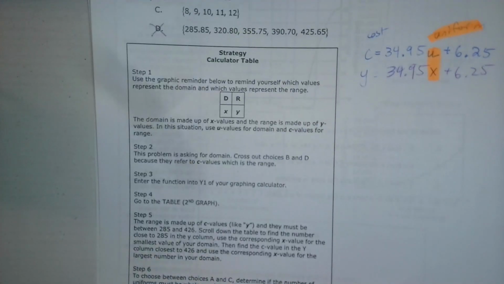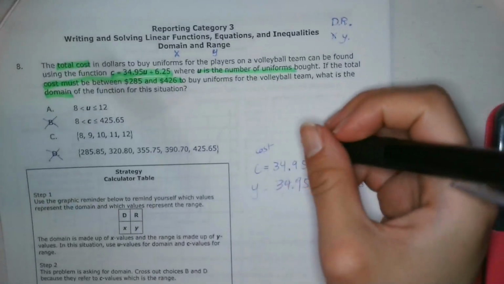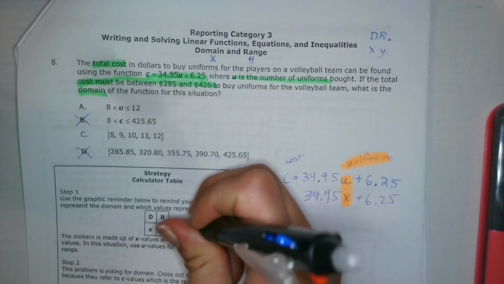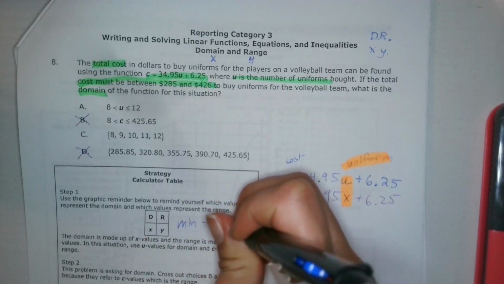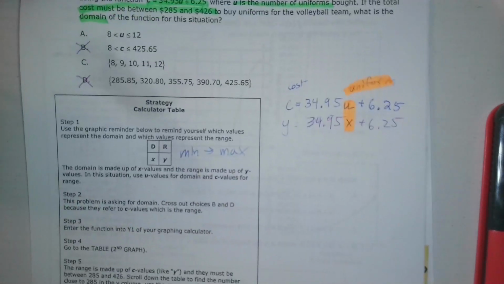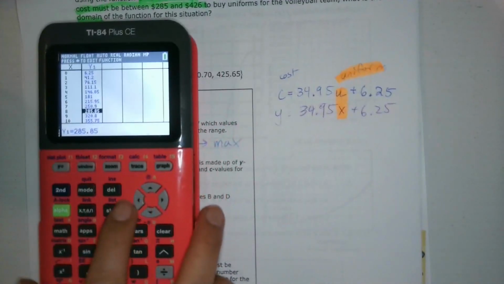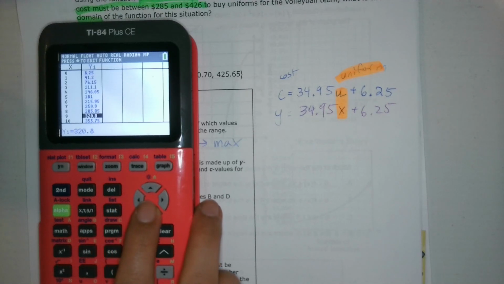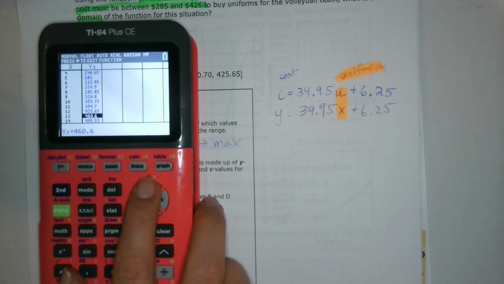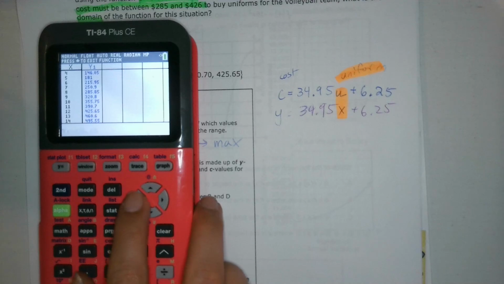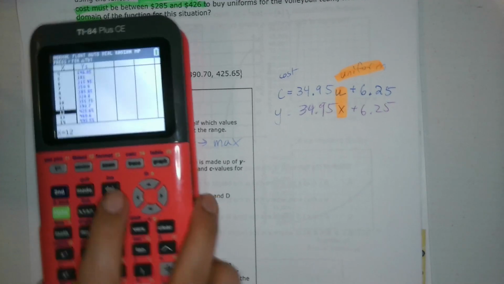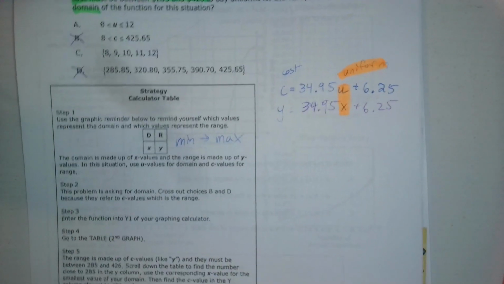Basically, with domain and range, we're trying to find the minimum to the maximum. I'm going to write that real quick just to help y'all. Minimum to maximum. We want to know what our possibilities are. So we already know the minimum value has to be 8 because that gives us 285. And now let's go all the way down to the 426 that we need. Oh, I see I passed it right here. 425, that's at 12. So now I know it's going to start at 8 and end at 12.